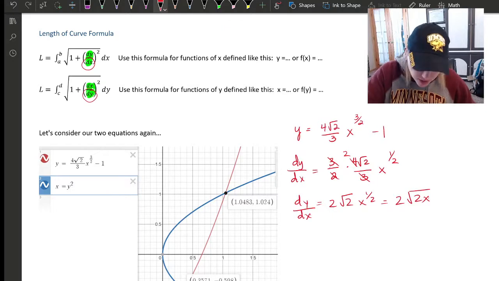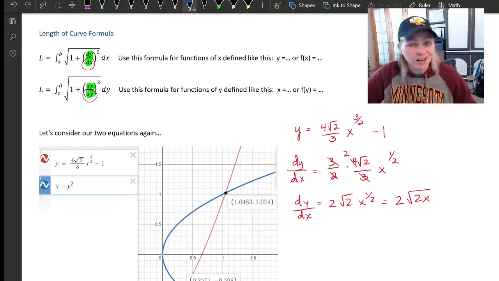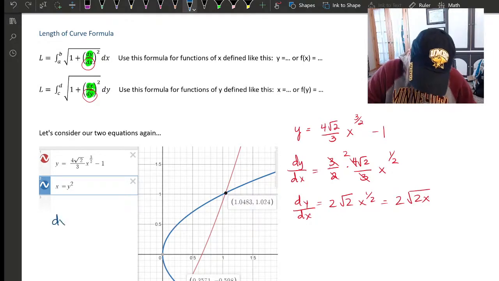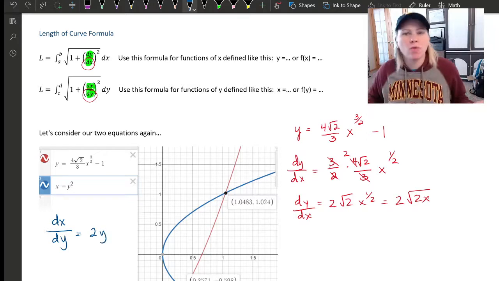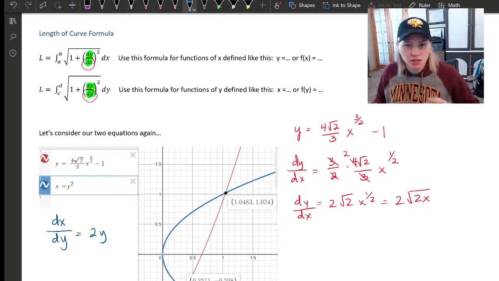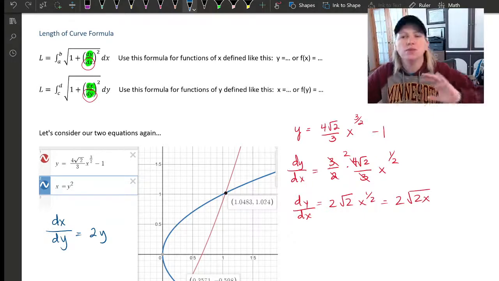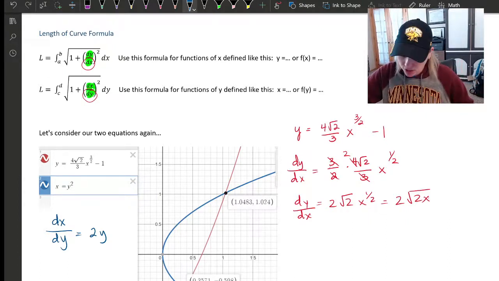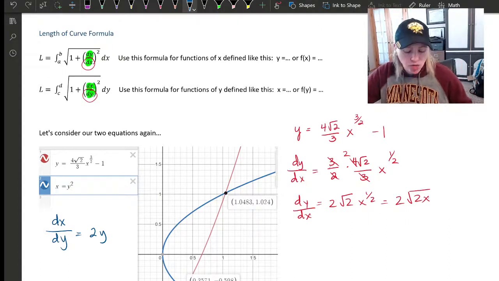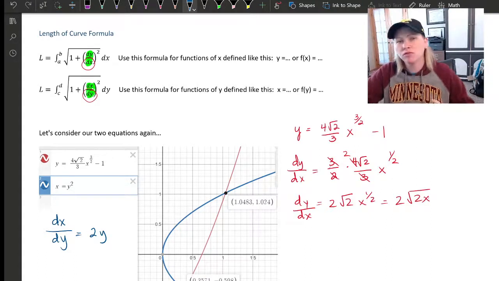That's dy dx. Now I'm going to find dx dy. I'll do that over here. Dx dy just means find the derivative. It's just 2y. So I don't have to do anything special. It's not implicit differentiation where I have to throw a dy dx because it's not an x. Remember, the bottom in that notation tells you which variable you're differentiating with respect to. So now I'm ready to plug things in. And I've got two functions here, so I'm going to have to use both variations.